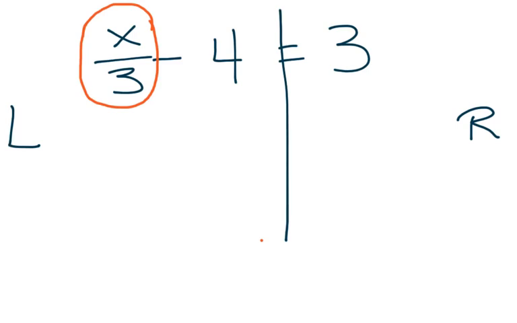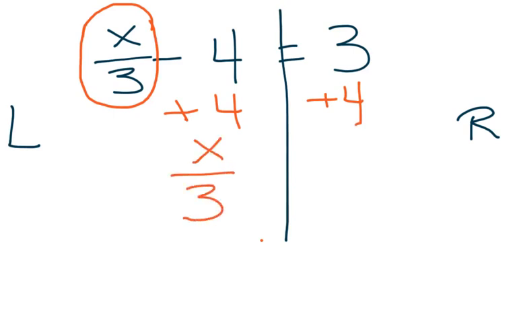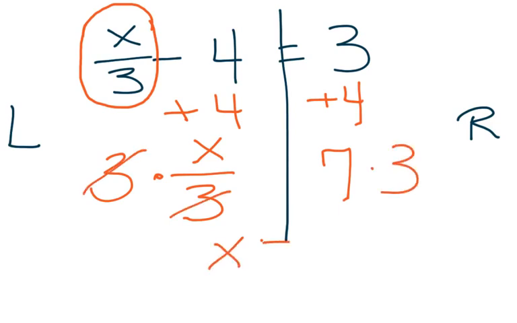So the opposite of subtracting 4 is adding 4. That's step 1. That isolates the group with my x. And then the opposite of division is multiplication. So x should equal 7 times 3, which is 21.